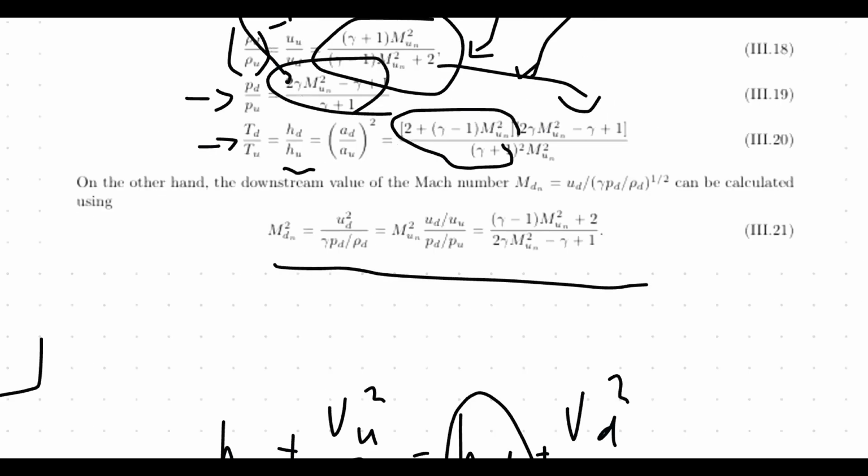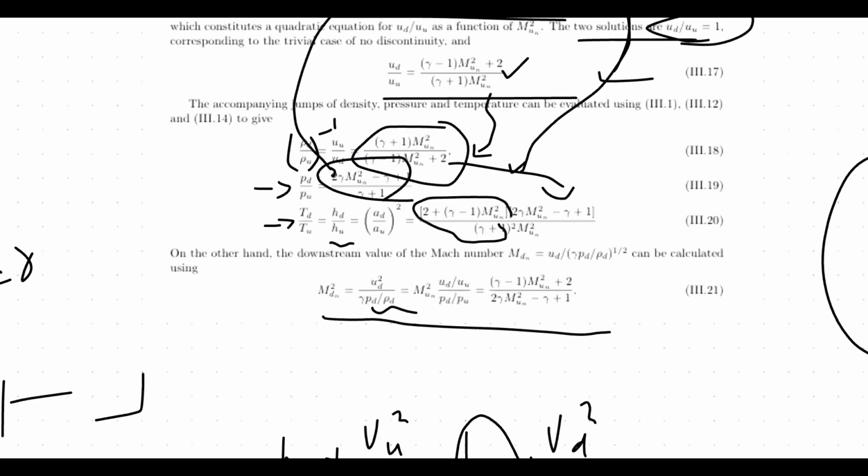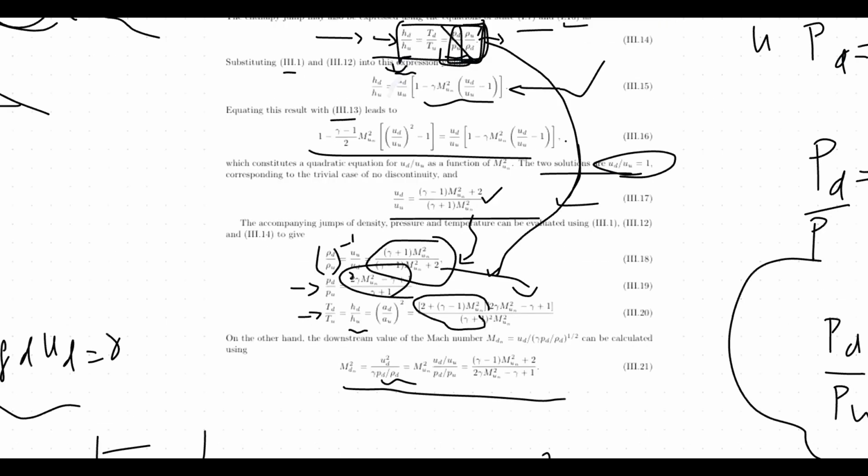MUN, PUD, P rho, MUN. Looks like something over here, because I see this. No, I see this. Okay. This looks like this, but it's not. Yes, that's the value, Mach number squared.